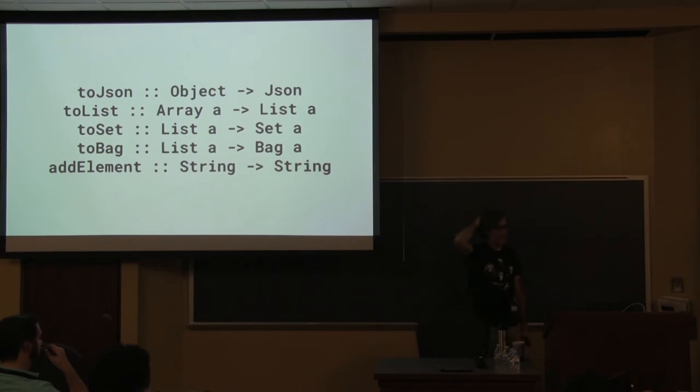What about to list? If you have an array of things and you produce a list of things, what's the structure that we care about? Order, number of elements. Those could be two separate structures. We might care about both of those. That might be the structure that we care about. So it's totally possible and reasonable that to list is a homomorphism.